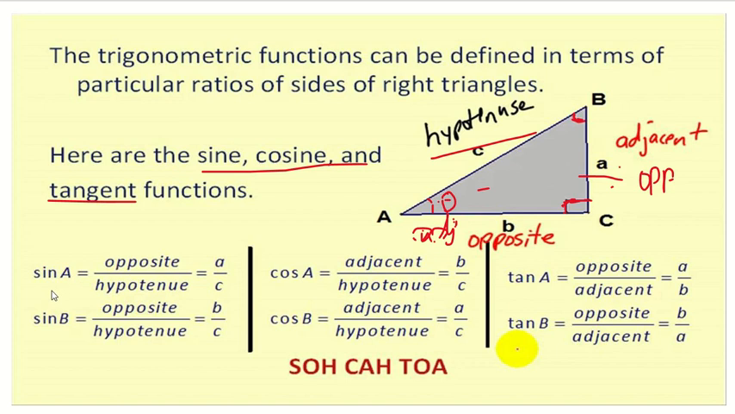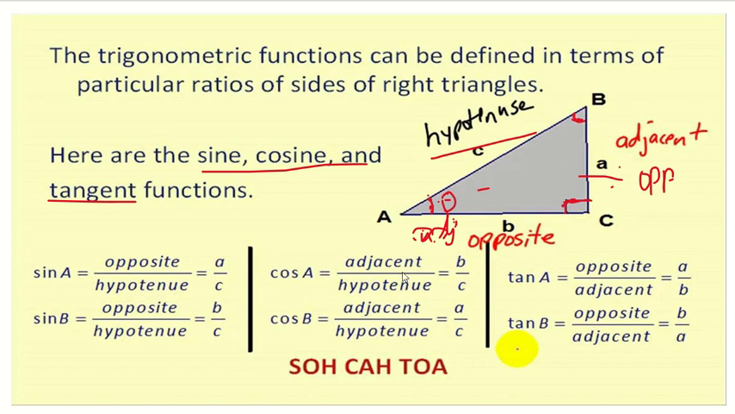So what is sine A? Sine A is opposite by hypotenuse. For sine A, you have to see where theta is. Theta is at A, so the opposite side is a, giving a by c. So remember, sine is the opposite side by the hypotenuse. In the same way, for sine B, theta will be at B, so the opposite side is b, giving b by c.